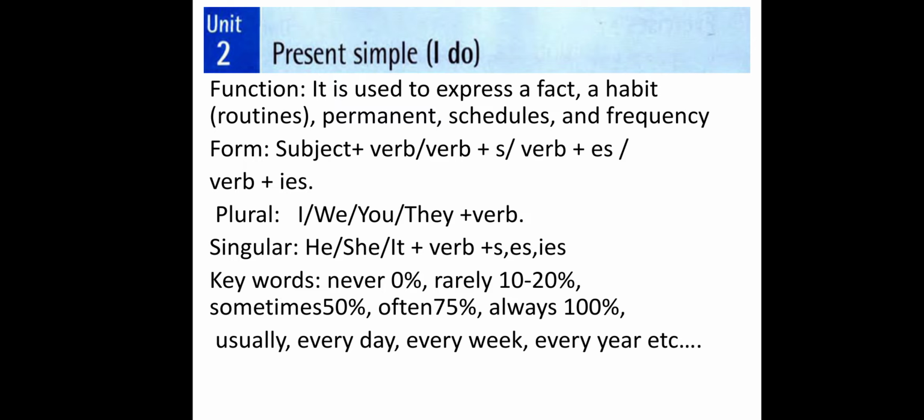When the subject is singular, we use verb plus s or es or ies. For example, we say he plus verb plus s, or she plus verb plus es, or it plus verb plus ies.